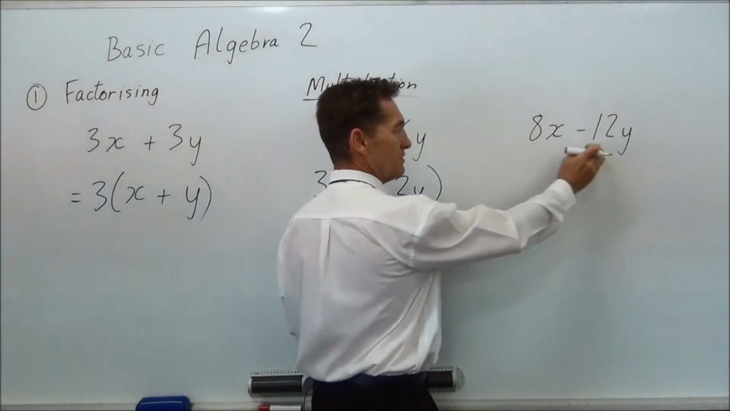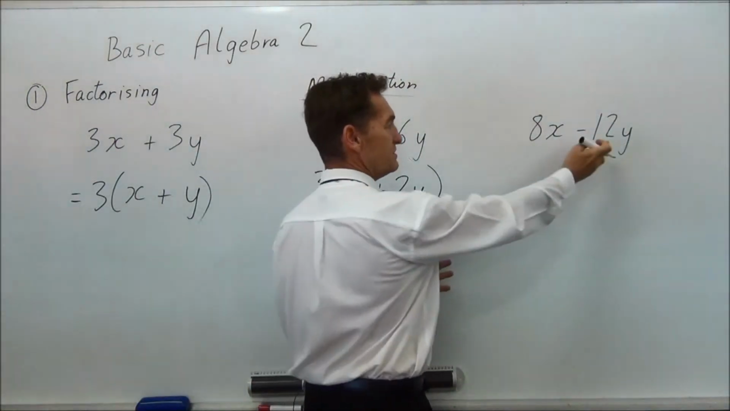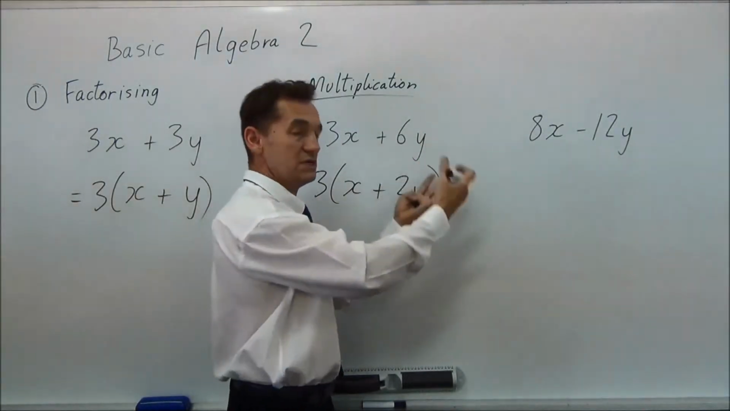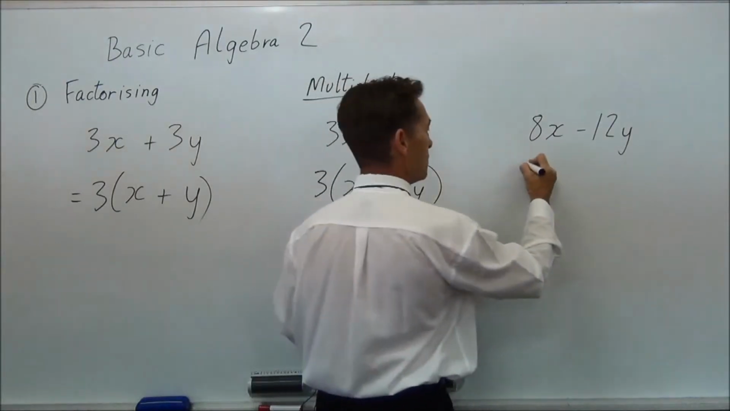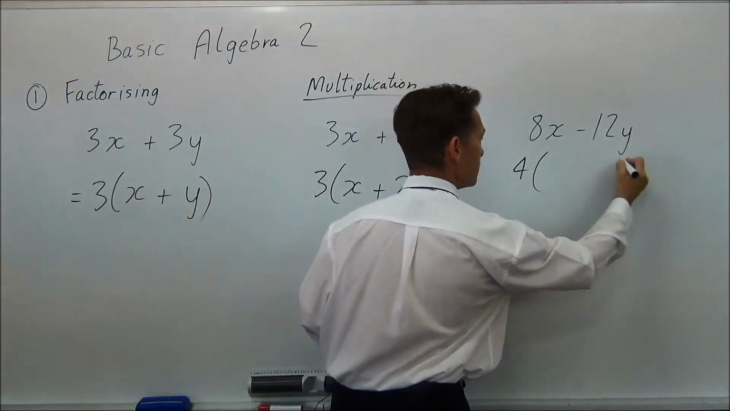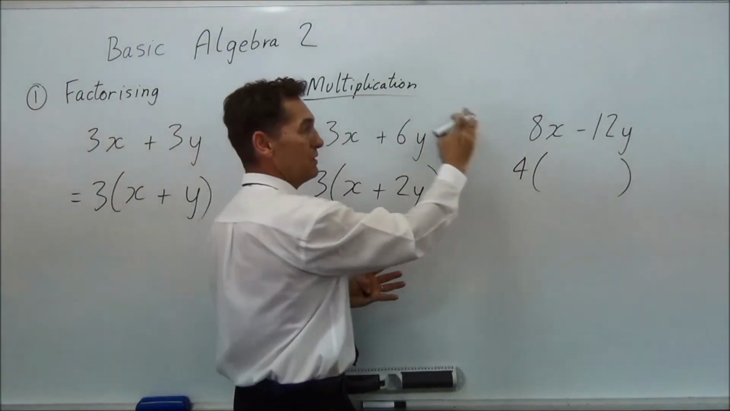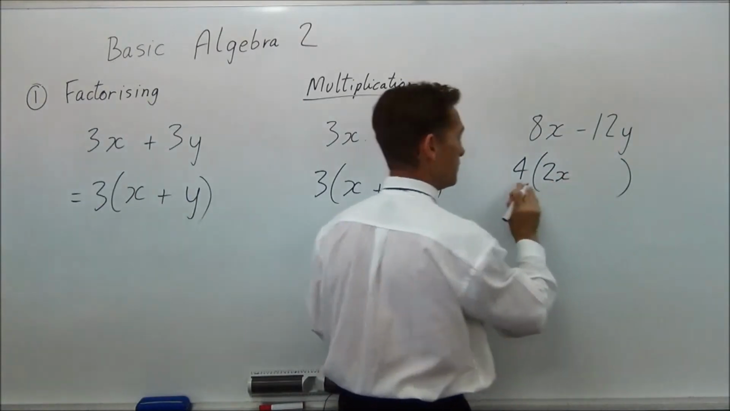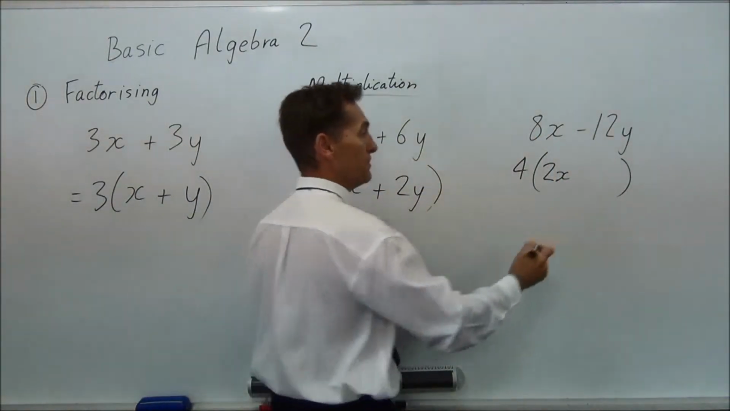So what's common here and here? Well, none of those numbers are common, are they? You can't put 8 into 12 or 12 into 8. They're not common. So you have to look for a number that goes into both. And what number is it? Well, pretty obviously 4. So if we take out 4, what do we multiply by? We're going to multiply by 2x. 4 times 2x, 8x, and you're back to where you started, which is what you want.